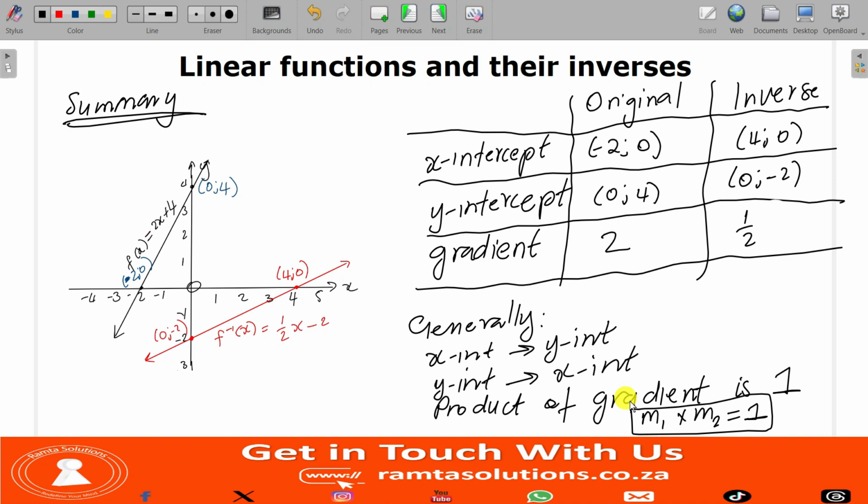So guys, this is your linear functions and their inverses. I'm not talking of their domain and ranges because they are always the same: domain, x is an element of real numbers; range, y is an element of real numbers. It does not change. That is how you look at your linear functions and their inverses. So this is a summary that you need.